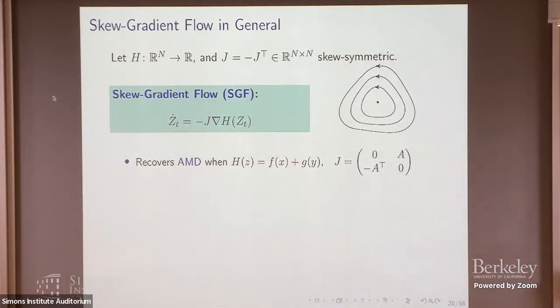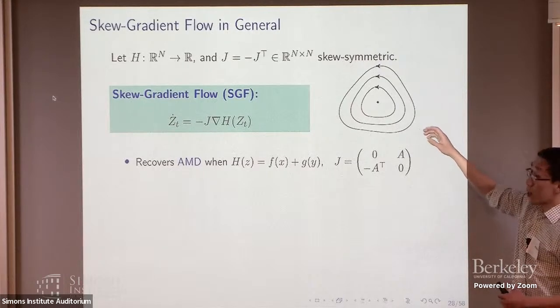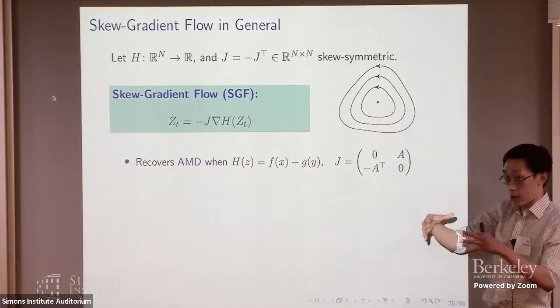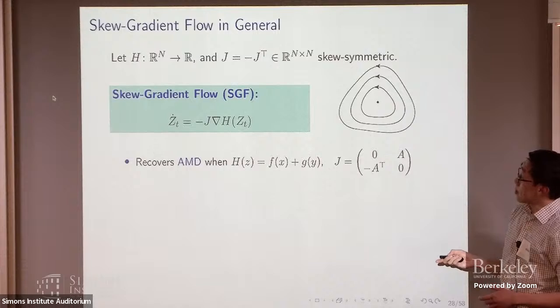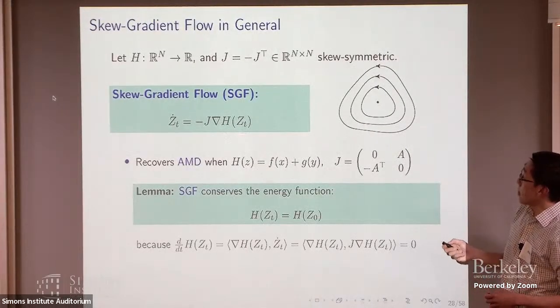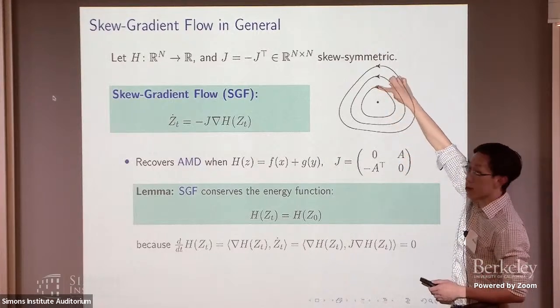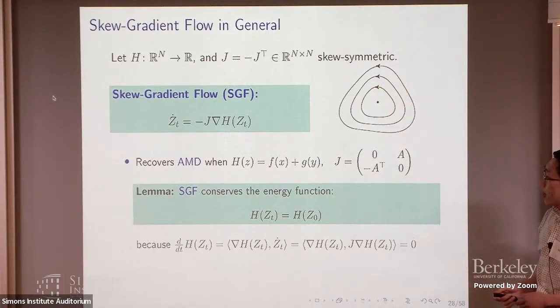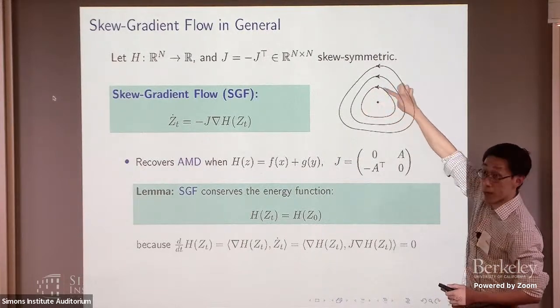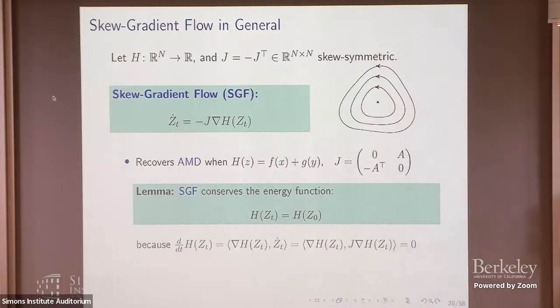And here's a pictorial description when we later assume that the function h is convex. So the contour sets look like a convex set, right? What this dynamics does is that the velocity at each time is always orthogonal to the contour line, like before. And therefore, this skew gradient flow conserves the energy function. The ODE solution always stays in the orbit of constant energy in continuous time.